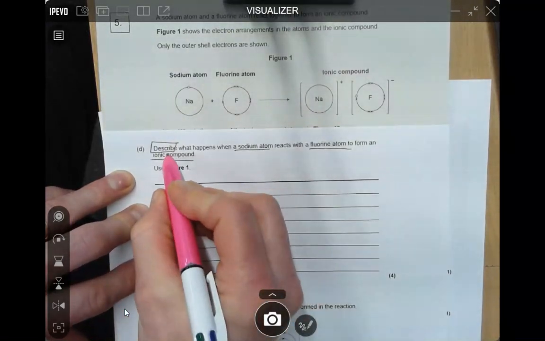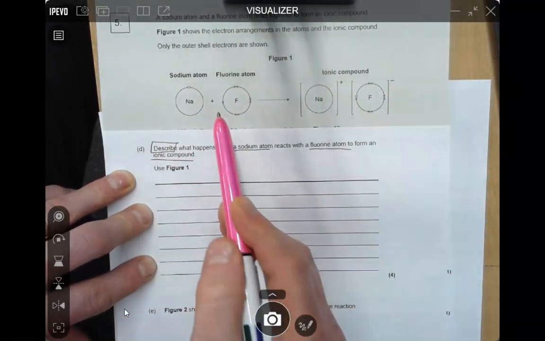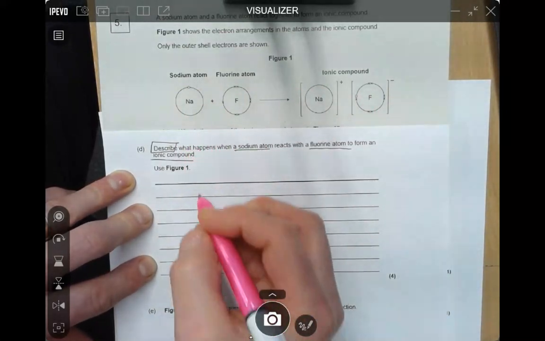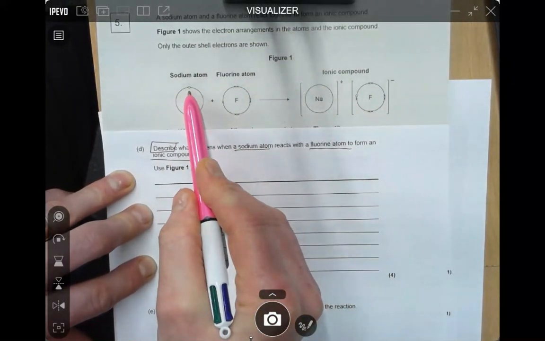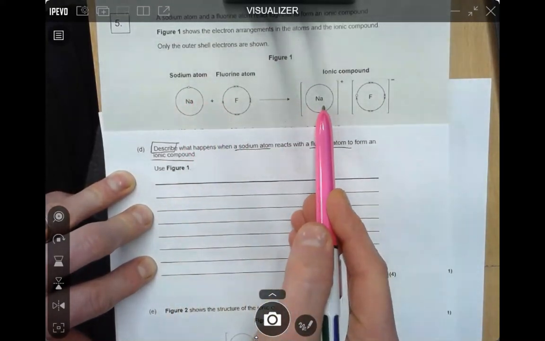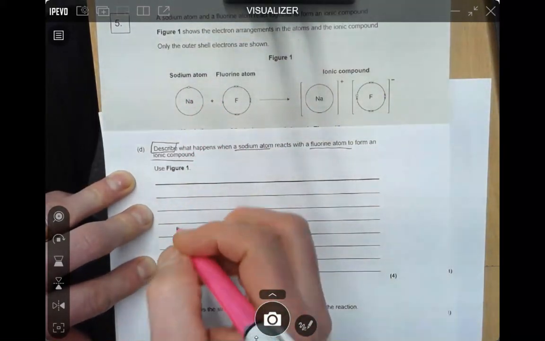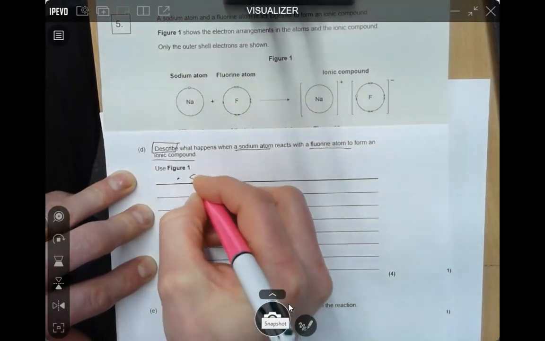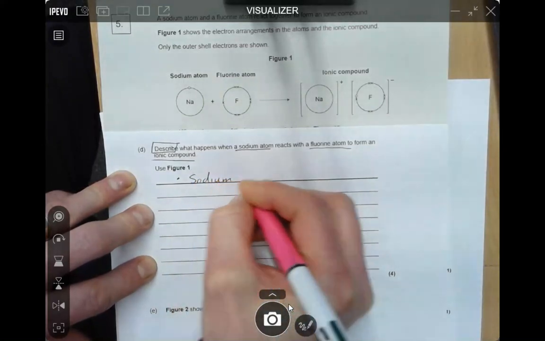Okay, because this is a straightforward describe question, all we're going to do is describe what's occurring within this diagram. The first thing to note is you have your sodium going from this to this, and in that change, it is losing its outer shell electron. So the first point we can make is that the sodium loses its electron.